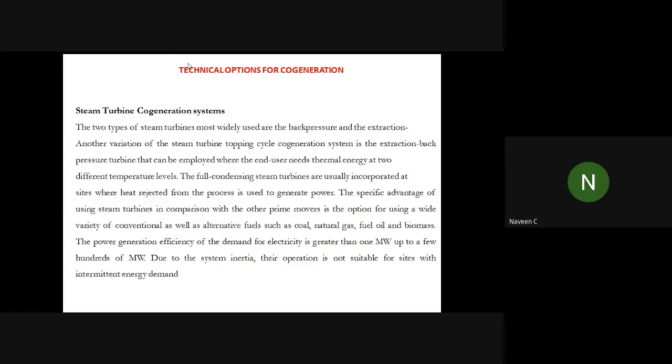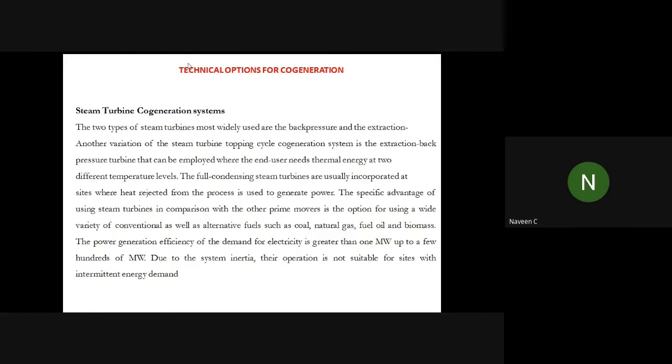But the more conventional one is the steam based power plant, where you can use water. There are so many specific advantages if you use a steam based turbine. That's why steam based turbines are the more widely used power plants globally.